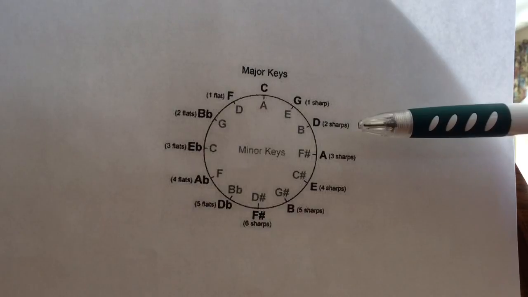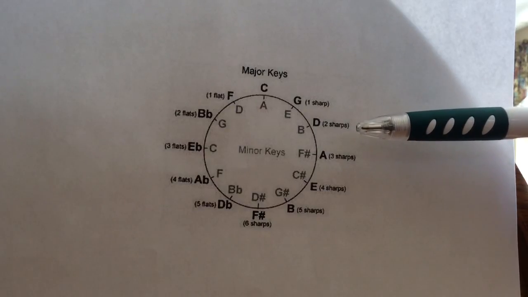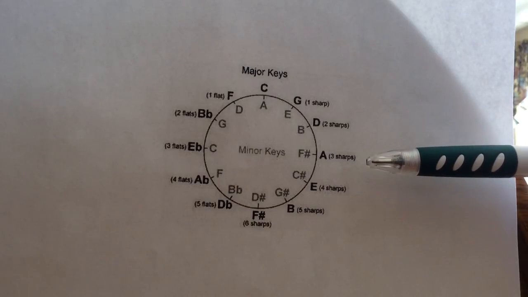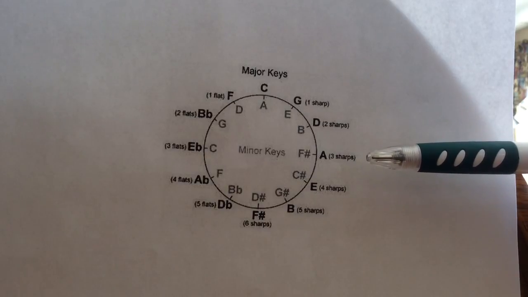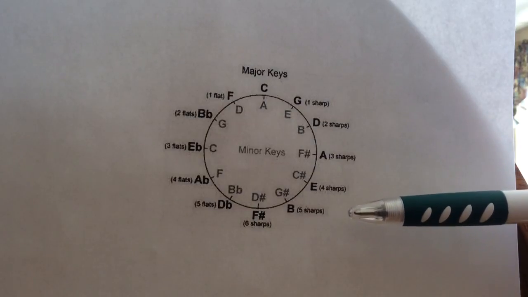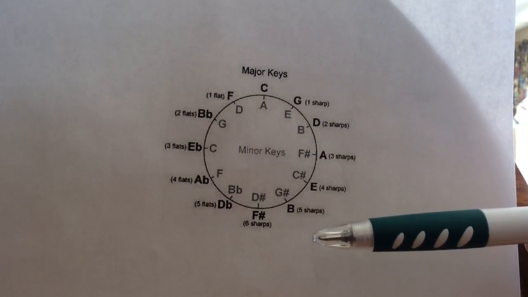Up 5 more to D, you will add another sharp, and the key of D has 2 sharps, F sharp and C sharp. Up 5 more from D is the key of A, and it has 3 sharps, F sharp, C sharp, and G sharp. And so on as you progress around the circle of fifths, you add a sharp.